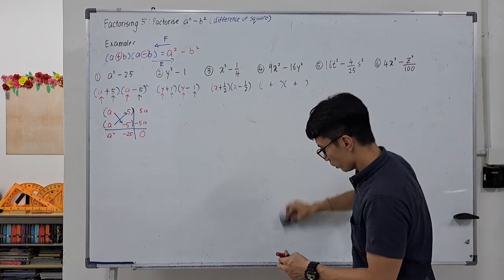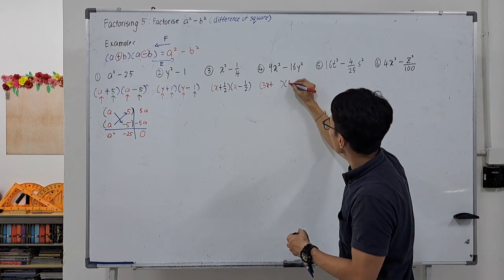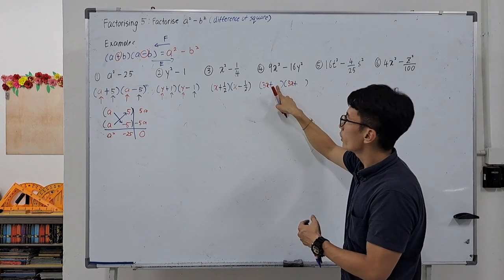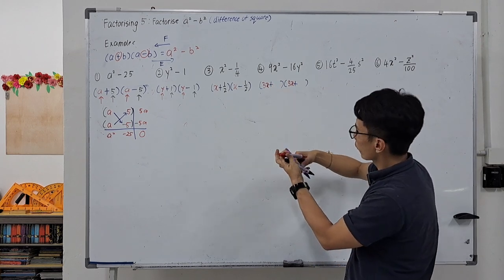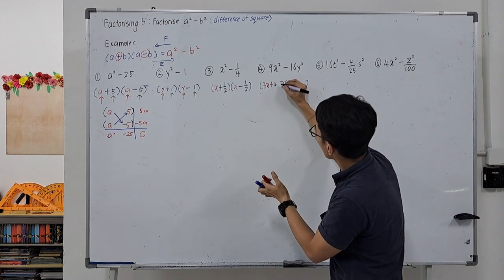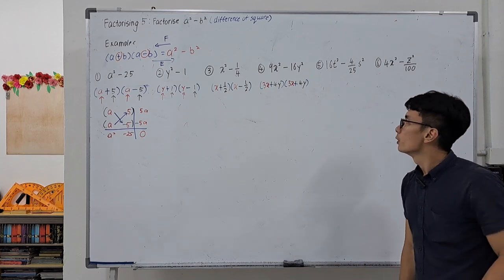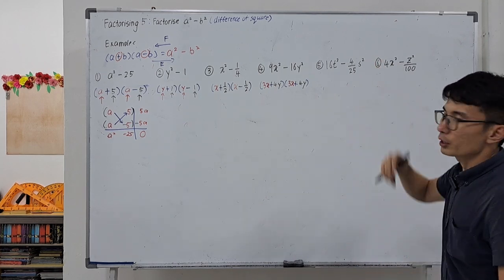So what do I have here? What do I have here? So I should have 3x and 3x over here. And over here I should have square root of 16, that will give me 4. Square root of y squared, that will give me y. Done. Simple. Okay. Next thing over here.